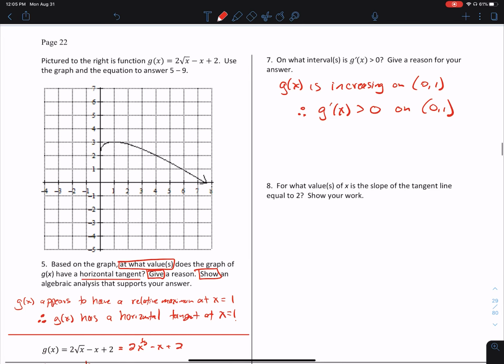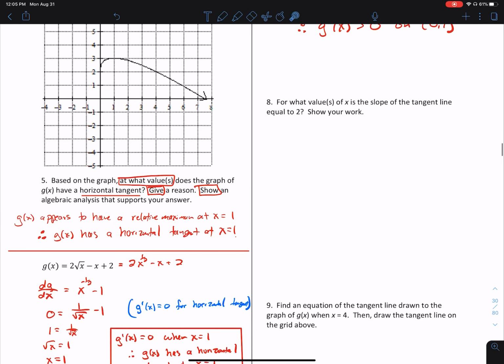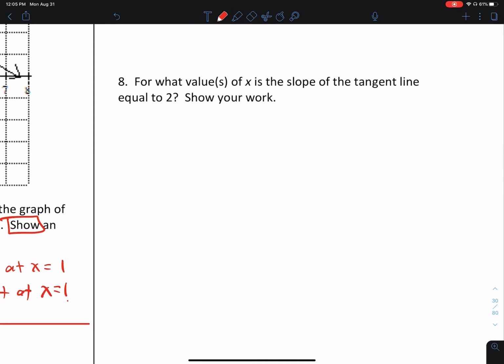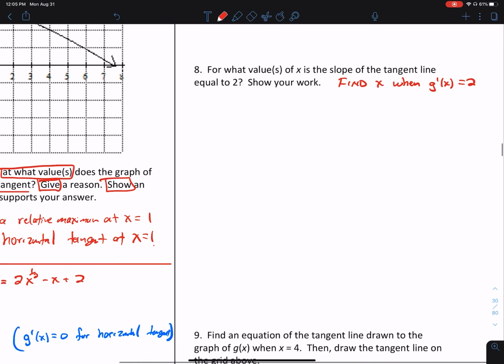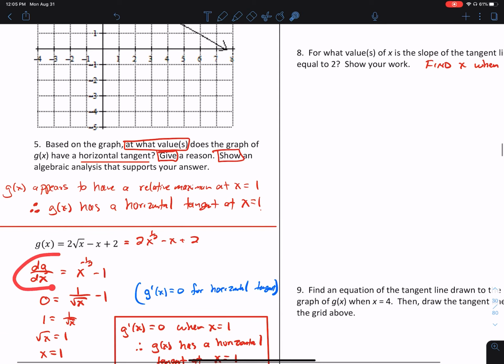Number 8, for what values of x is the slope of the tangent line equal to 2? Show your work. If we take the work that we did here, which is the derivative, let me, before I do that, what this is asking you to do is find x when g prime of x is equal to 2. So take the derivative and set it equal to 2. I'm going to take this derivative here, but instead of writing x to the negative 1/2, I'm going to write this version of it because it's just easier for me to work with.